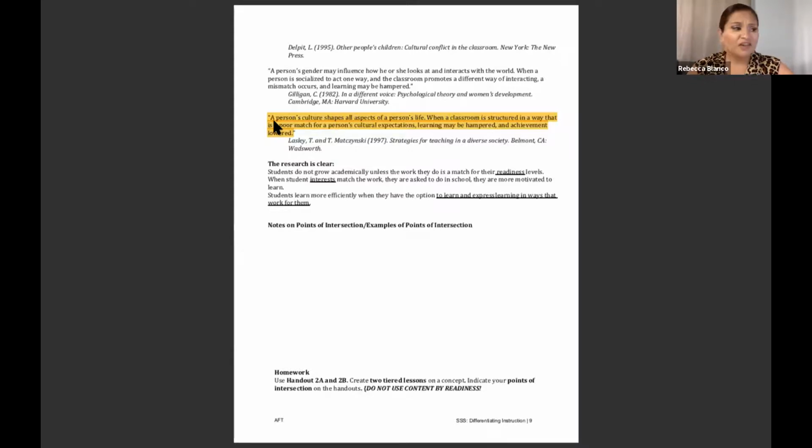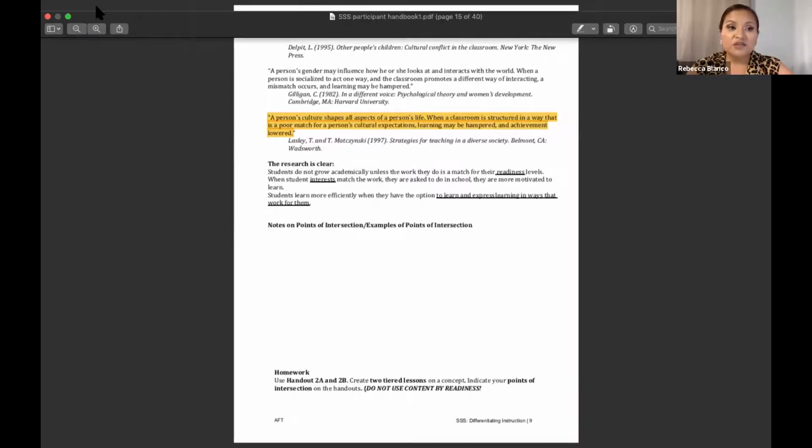And then we have the learning profile. A person's culture shapes all aspects of a person's life. When a classroom is structured in a way that is a poor match for a person's cultural expectations, learning may be hampered and achievement lowered.